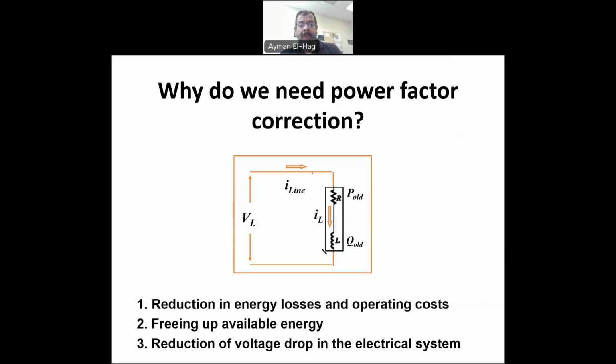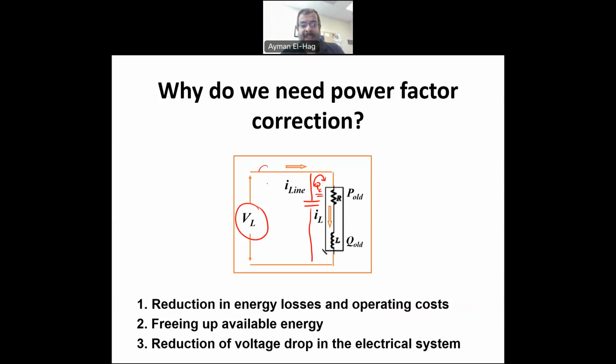Okay? Now, when we connect the capacitor bank here in parallel, locally, it will be providing part of the reactive power. So what will happen as a result of that? As a result, the energy or the total power needed from the supply will be reduced by this amount of QC. So the reactive power needed from the system will be less. And hence, the total S will be less in the system. And this is what we said, freeing up of the available energy.